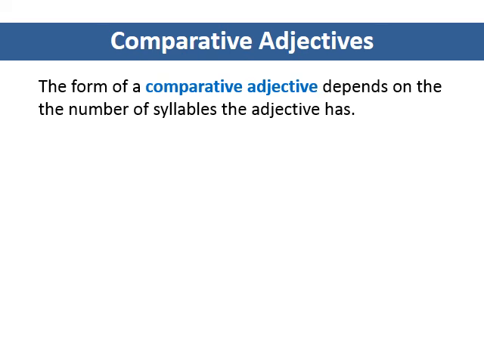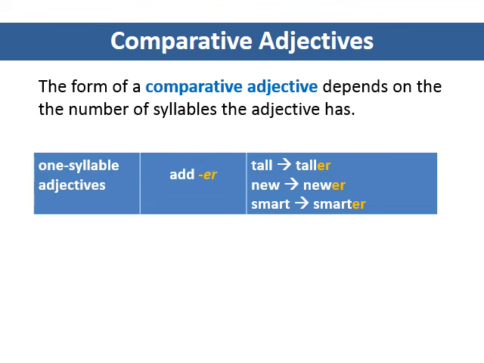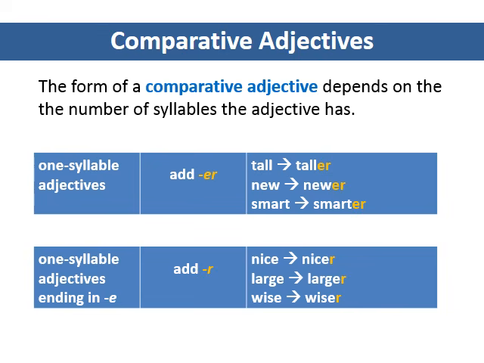Comparative adjectives. The form of a comparative adjective depends on the number of syllables the adjective has. Some forms are also unique because of the way an adjective is spelled. For many one-syllable adjectives, we add -er to the base form of the adjective. Examples are taller, newer, and smarter. For one-syllable adjectives that end in e, we just add -r to the base form. Examples are nicer, larger, and wiser.